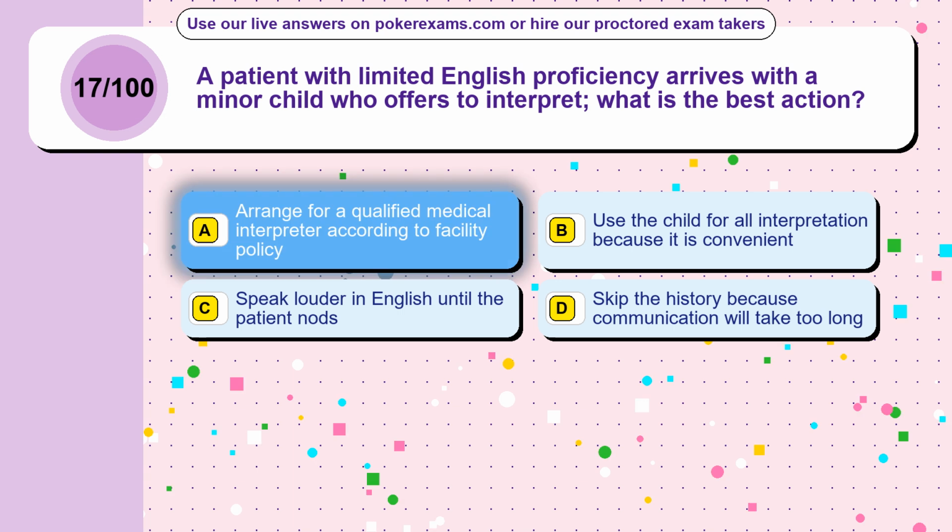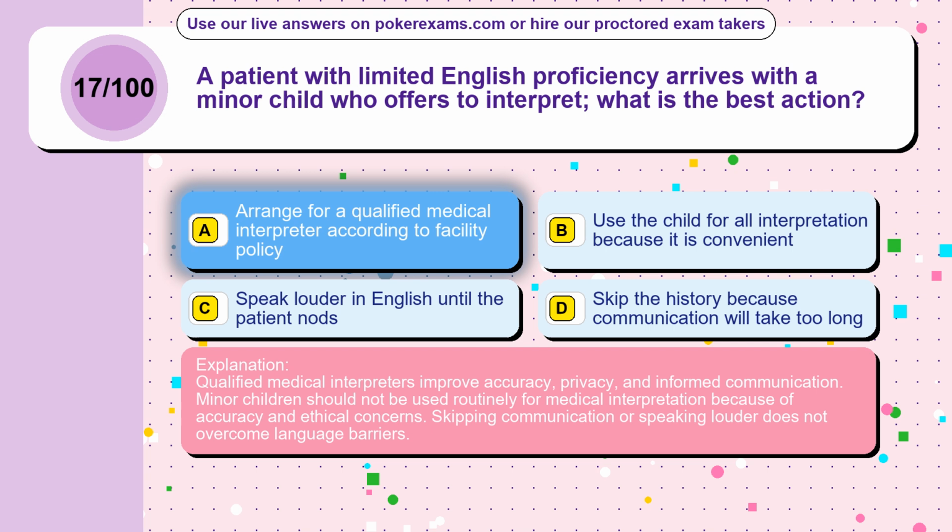The correct answer is option A, arrange for a qualified medical interpreter according to facility policy. Qualified medical interpreters improve accuracy, privacy, and informed communication. Minor children should not be used routinely for medical interpretation because of accuracy and ethical concerns. Skipping communication or speaking louder does not overcome language barriers.